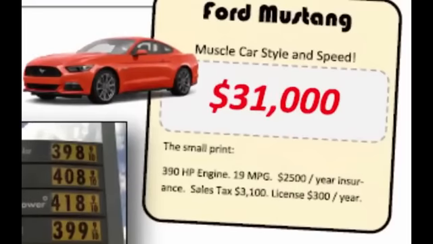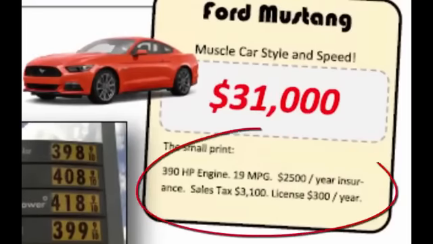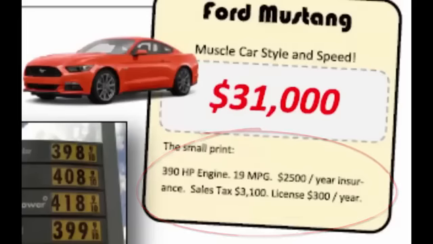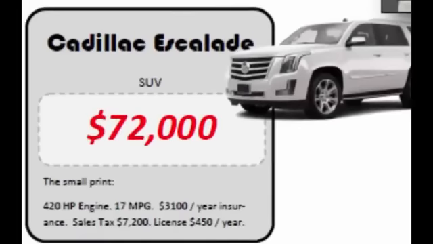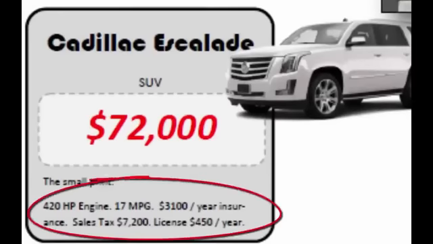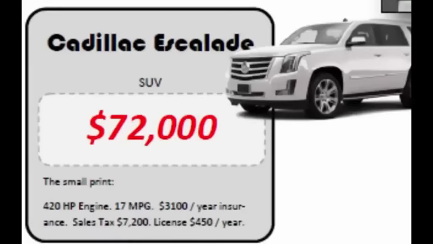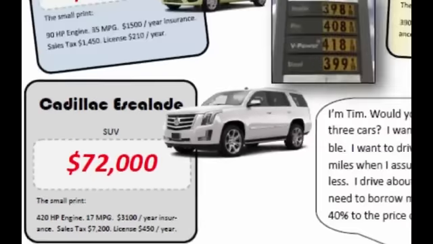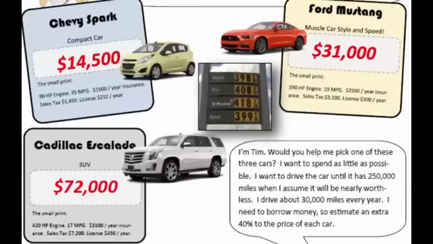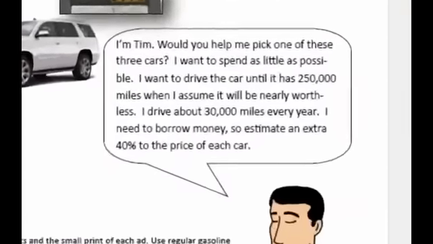So the Ford Mustang is $31,000. The gas mileage is much lower. The insurance and taxes and license are all higher. Her third choice is the Escalade. Certainly a luxury car with a price of $72,000, low gas mileage, high insurance, high taxes, and high license fees. Just how much more will that be than the other cars? We'll find out when we make the bar graph to compare the total cost of ownership for all of these cars. Tim said he would also like to buy one of these 3 cars.